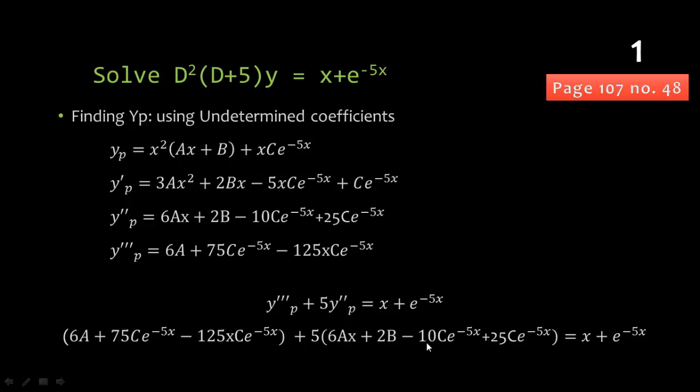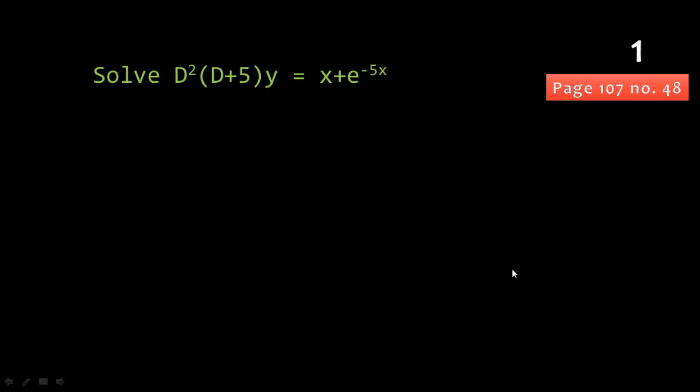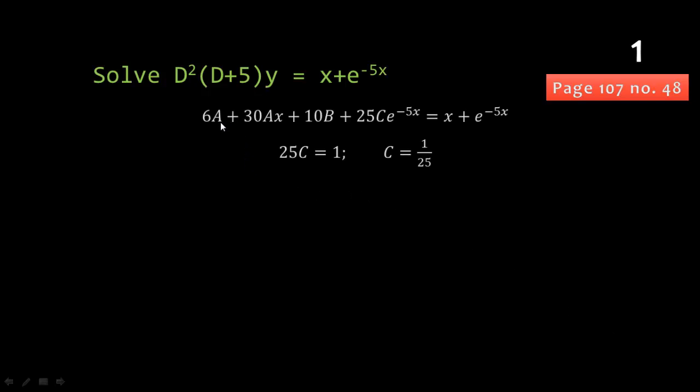Now simplifying this line of the equation, we get 6a plus 30ax plus 10b plus 25c e to the negative 5x is equal to x plus e to the negative 5x. Now we can see from here 25c is multiplied by e to the negative 5x, just like here. So we got 25c is equal to 1. So computing for c, we now have c is equal to 1 over 25.